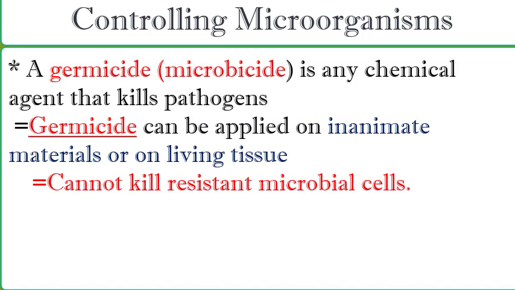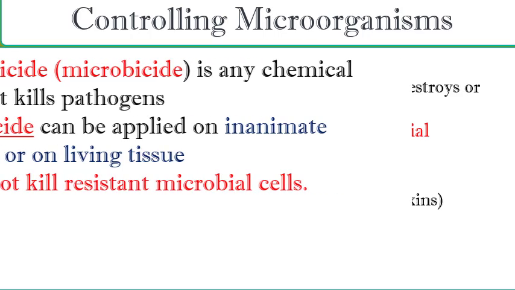A germicide or microbicide is any chemical agent that kills pathogenic microbes. Germicide can be applied on inanimate materials or on living tissue, but it ordinarily cannot kill resistant microbial cells. Any physical or chemical agents that kill germs have germicidal properties.